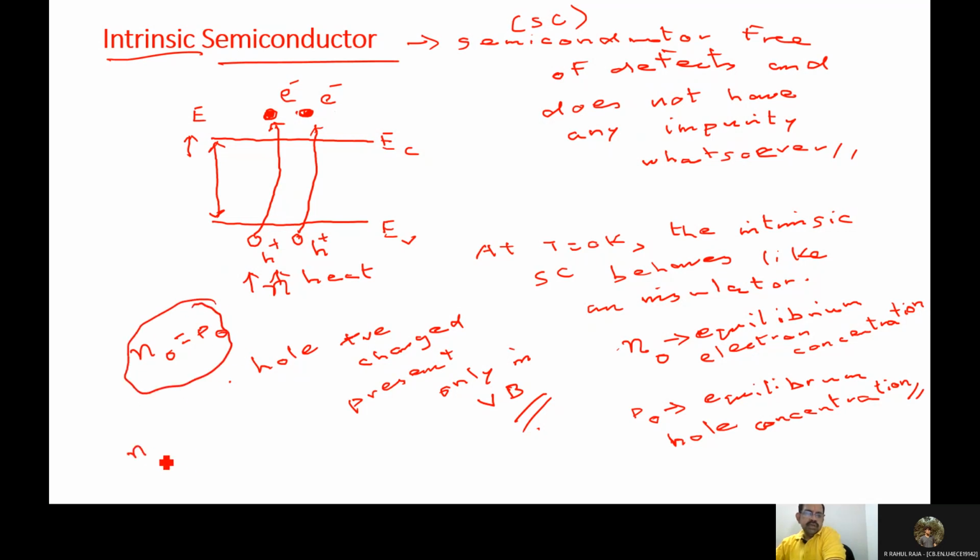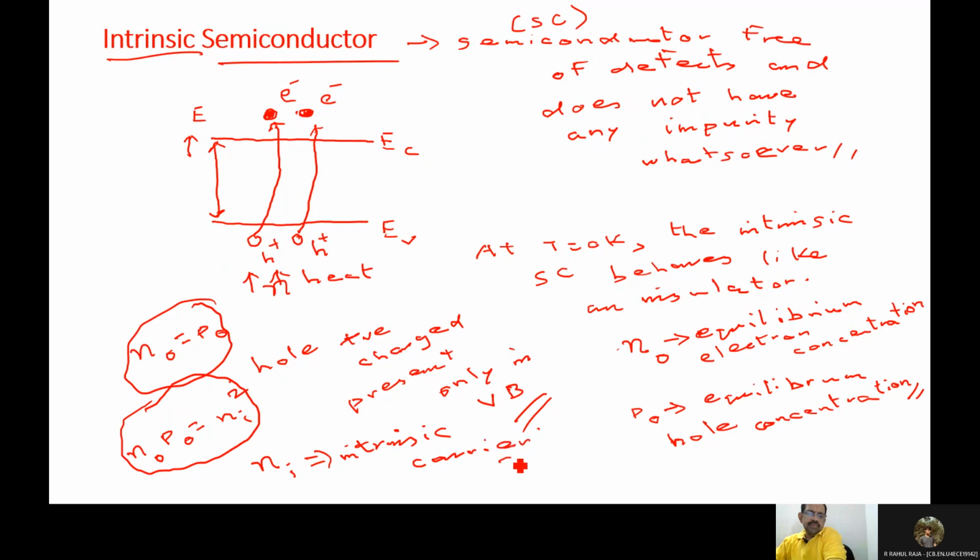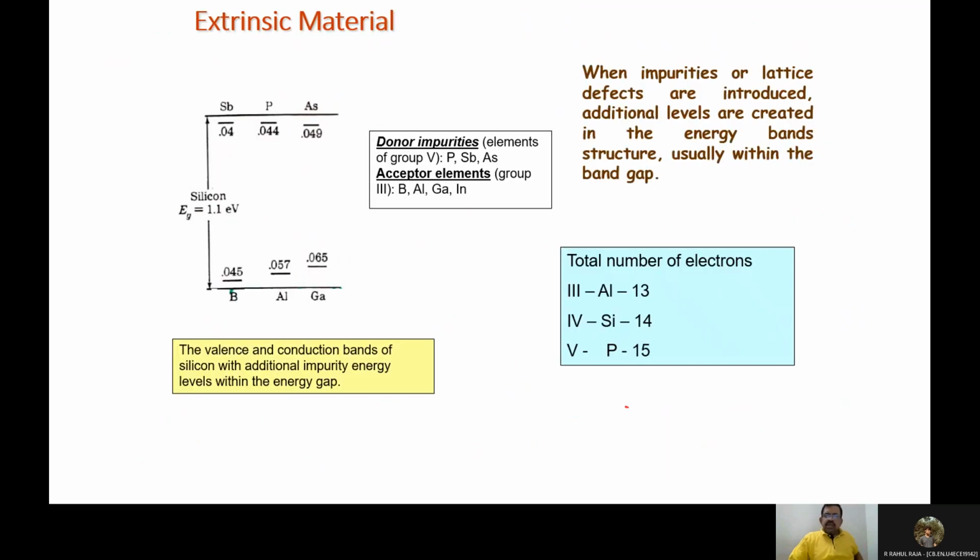And n0 p0 will be equal to ni squared. This is what is called the mass action law. We will talk about it. Here ni is the intrinsic carrier concentration, and obviously different materials will have different ni values, and it is dependent on thermal process. Therefore, when somebody says ni equals this much number, they must also tell at what temperature. Is that clear? Now, let us go further.